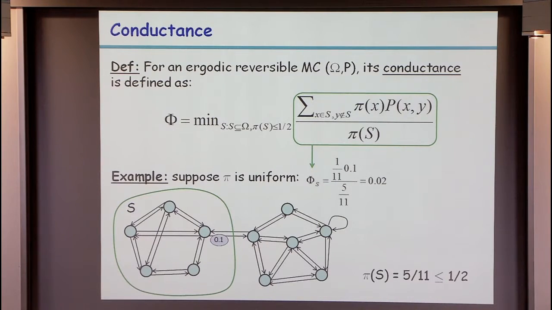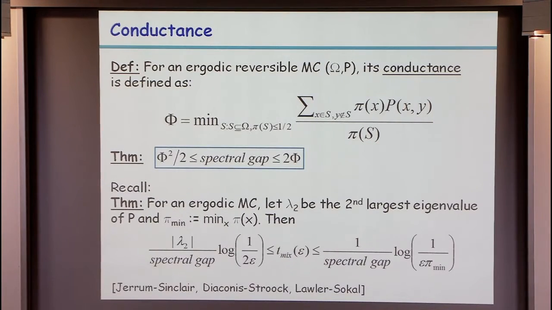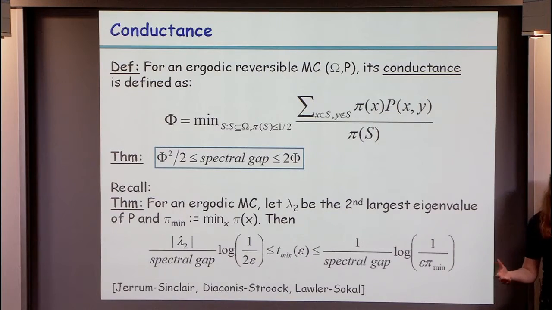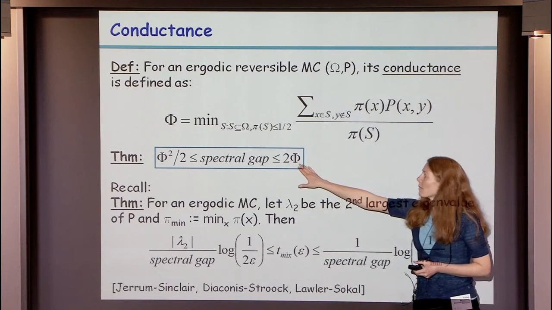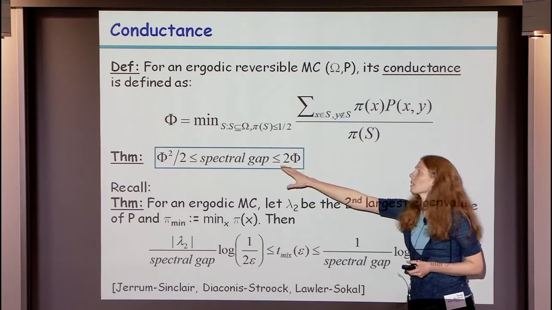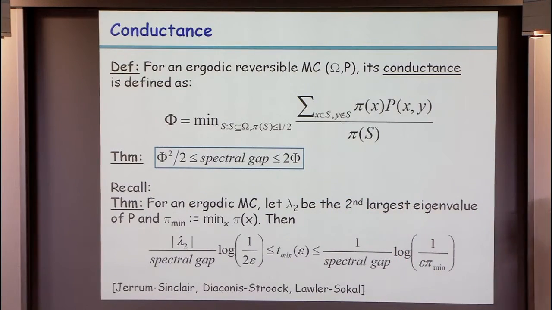Now, what does this really tell me? Well, I'm not going to prove this theorem, but it's possible to relate the conductance to the spectral gap. And not just relate, it's possible to use conductance to upper bound and lower bound the spectral gap. There is a small difference. The upper bound is a linear function of the conductance. The lower bound is a quadratic function. And why does this matter?